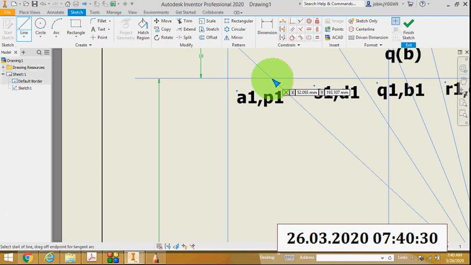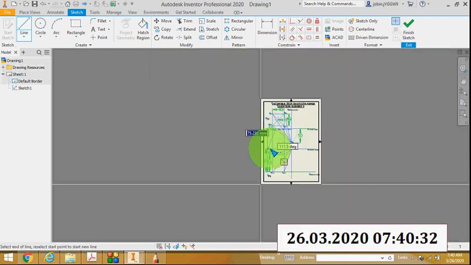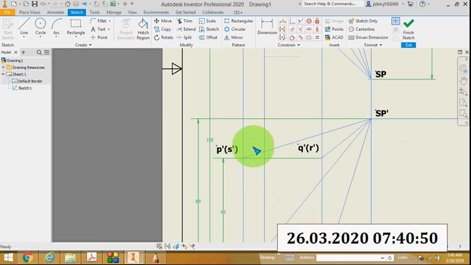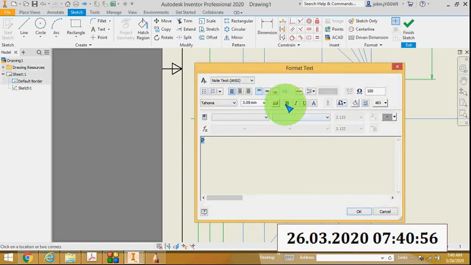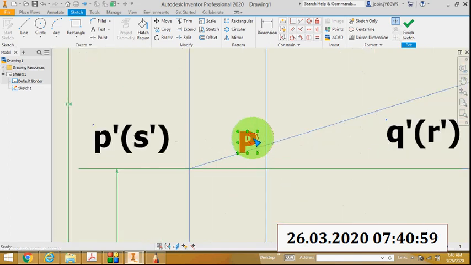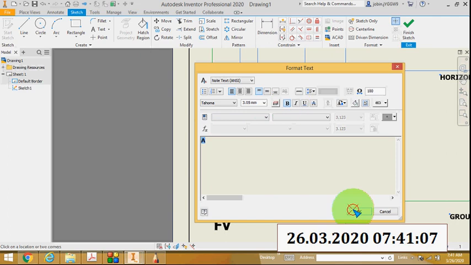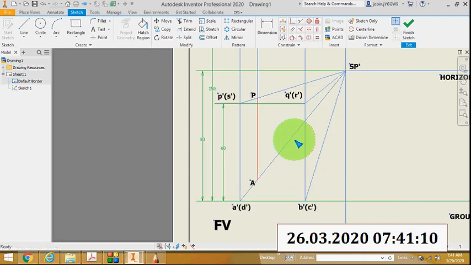Then first you draw a line from this A1, P1. It will touch SP dash P dash, and here it will touch SP dash A dash. This point is called capital P, and this point is capital A. Then I will darken this line AP.